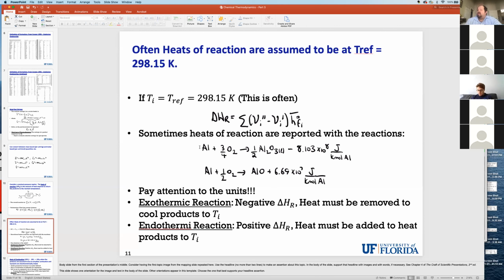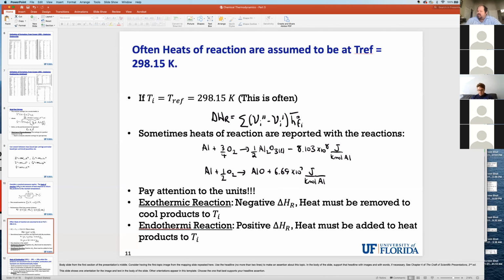The heat is basically normalized so that you have 1 mole of fuel. But still pay attention to the kmol, and also what species it's a kmol of. If there's no species listed, then it is understood to be for 1 kmol of the fuel. So pay attention to those units.